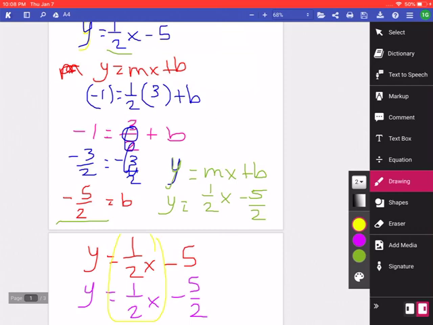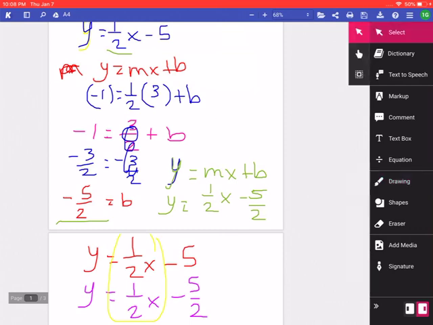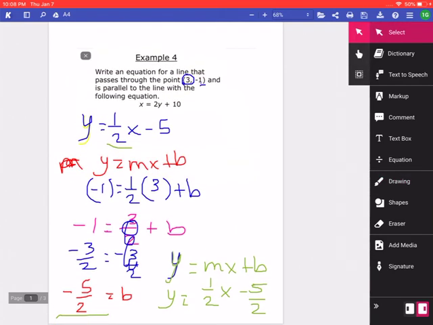So these are the steps for how you would write an equation of a line that is parallel when you're given a point and an equation.